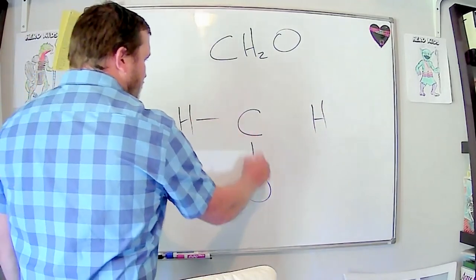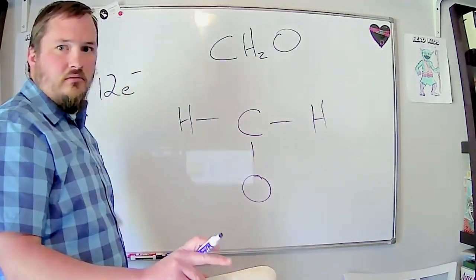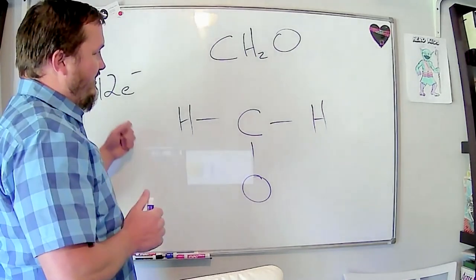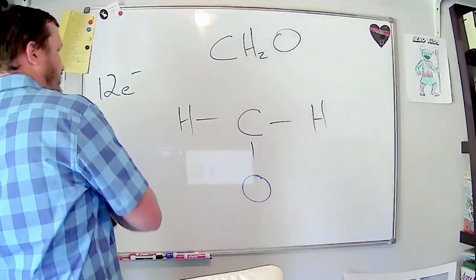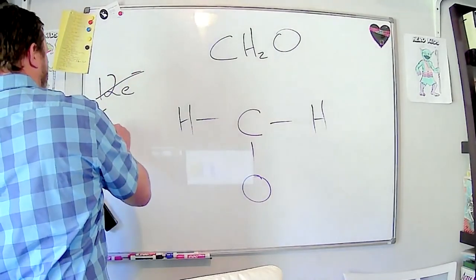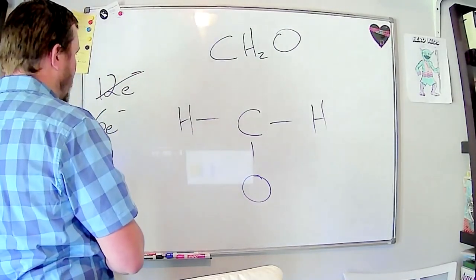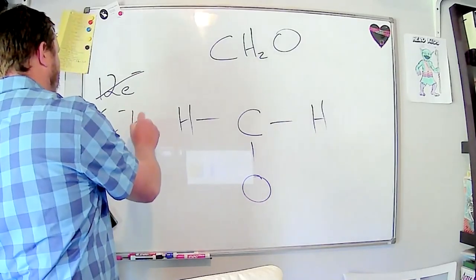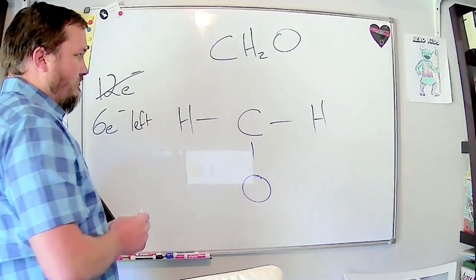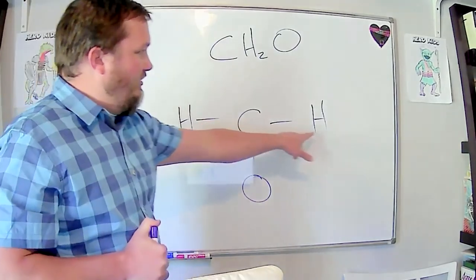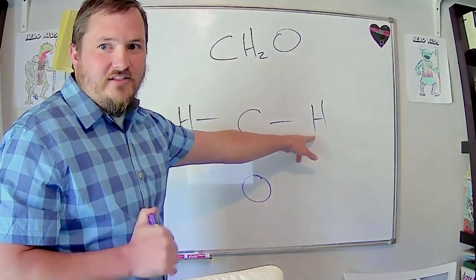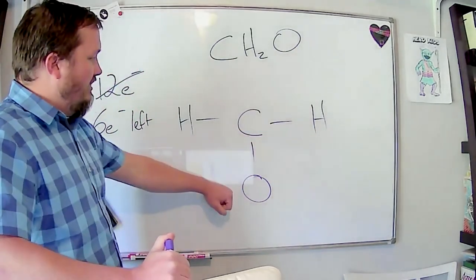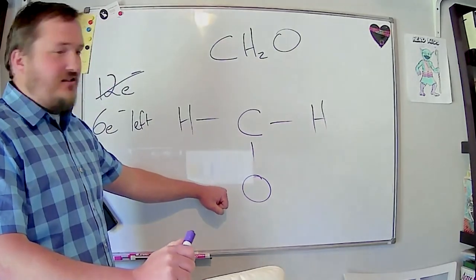And we can start by bonding everything together. So we know at least that we have these 3 bonds there. So we just used 6 electrons, which means we have 6 electrons left. Our hydrogens are stable. They have full valences already. So that means our oxygen is our next place.